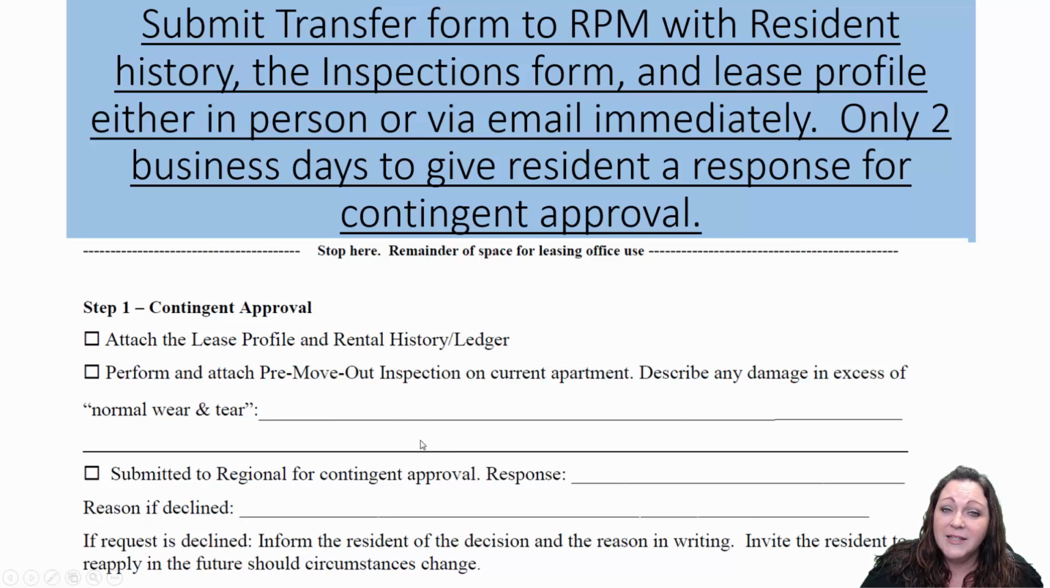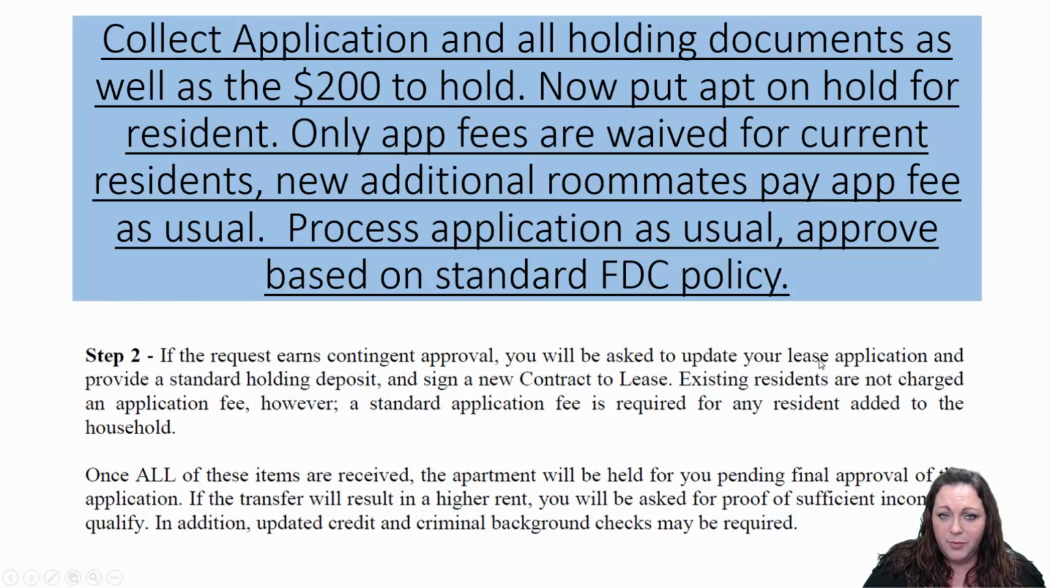If you're going to see them in person, excellent. If not, scan it, email it, because we only have 2 days to get back to the resident for that contingent approval. Once the contingent approval has been acquired, then you're going to collect their applications, all the new holding documents for the apartment, and collect their new income information or updated income information, especially if the value of the apartment is more than what they're currently paying. And then that's when they're going to do the $200 deposit to hold the apartment as well.